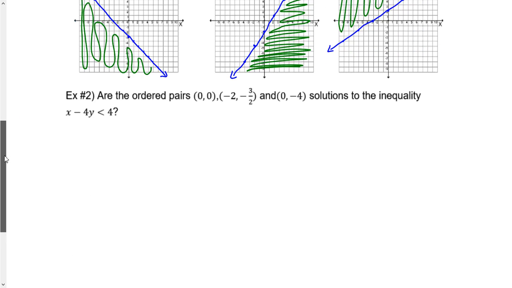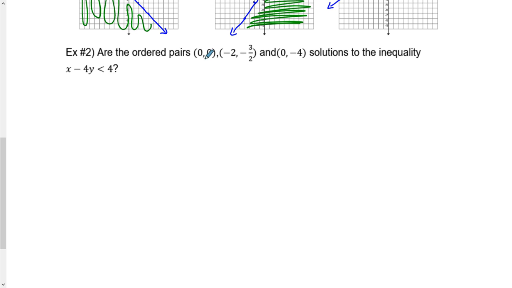All right. Second example. Are the ordered pairs (0, 0), (-2, -3/2), and (0, -4) solutions to the inequality? Well, to do that, all we're going to do is plug our stuff in. We're going to plug our x and y into our equation.